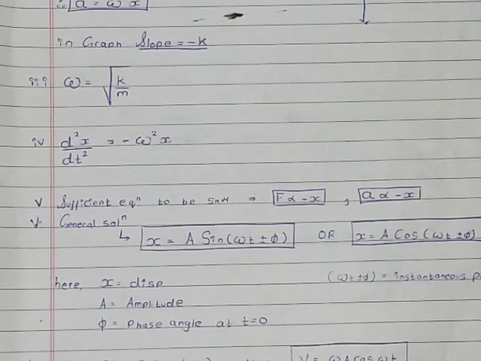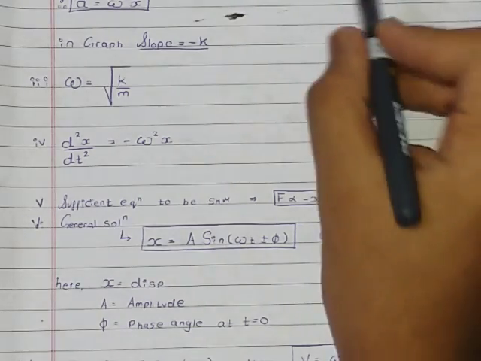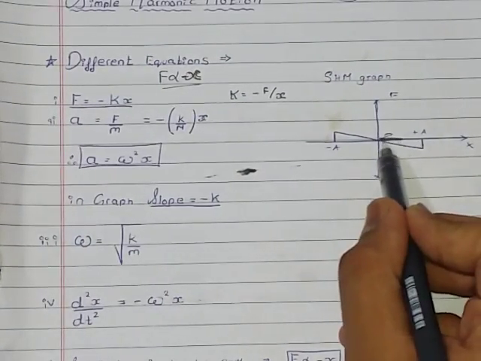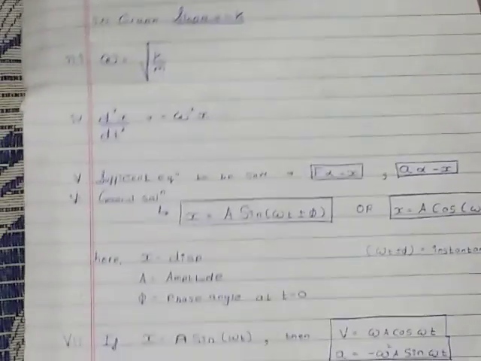Now let's get on to the general solution, which we have to learn, where x equals a sine of omega t plus or minus phi, where phi is the phase angle. Of course, you know what omega is. X is displacement, a is amplitude. Amplitude is this distance. I hope you know.